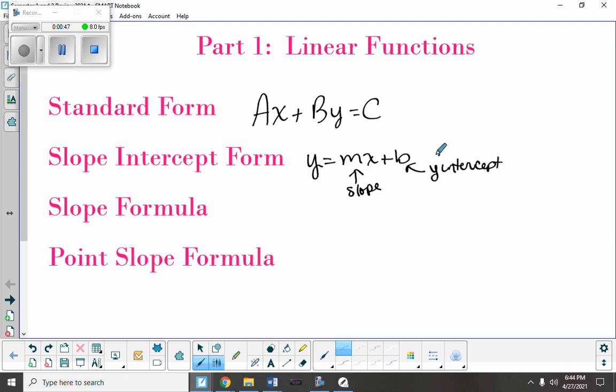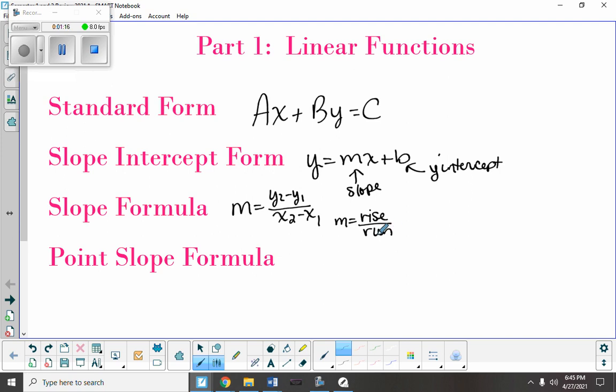Now, sometimes you're given 2 points and you have to find the slope. The slope formula is y2 minus y1 over x2 minus x1. Okay, so we subtract the y values in the numerator and we subtract the x values in the denominator. So keep in mind the slope is also referred to as the rise over the run. So the up-down change over the left-to-right change.